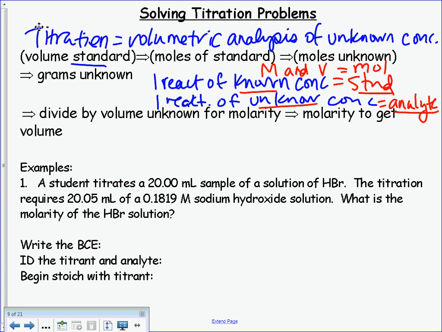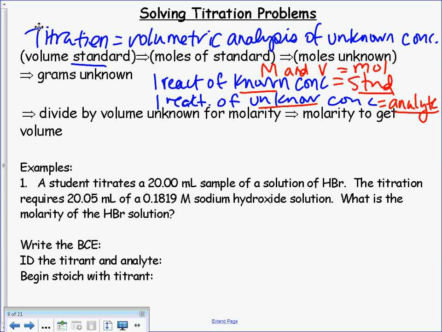Volume of standard can get you to moles of standard. So what are you going to do with that volume? You're going to multiply it by the molarity, and that's how you get to moles of the standard. Then you can see I'm going from moles of standard to moles of unknown. How have we always gone from moles of something to moles of something else? Mole ratio. So what do you think I probably have written before I even started the problem? A BCE. And then once I get to moles of unknown, I might stop there.